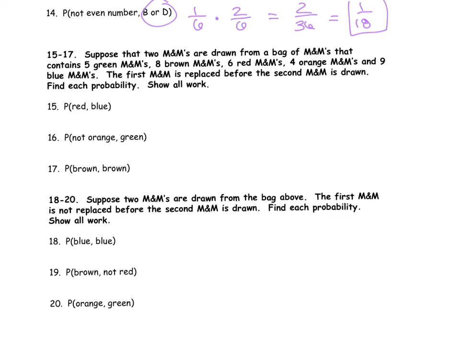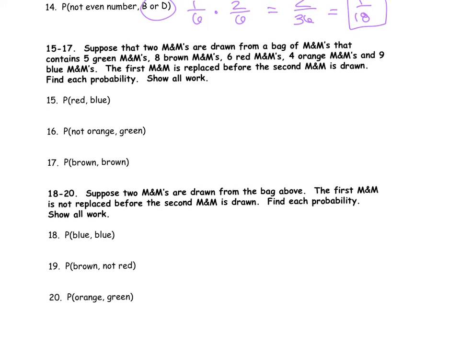All right, numbers 15 through 17. Suppose that 2 M&Ms are drawn from a bag of M&Ms that contains, okay, so 5 green, 8 brown, 6 red, 4 orange, and 9 blue. So we have 10, and nothing else is easy to add together, so 17, 27, and then plus the 5 gives us 32, right? Yeah, so 32 marbles, or nope, M&Ms.